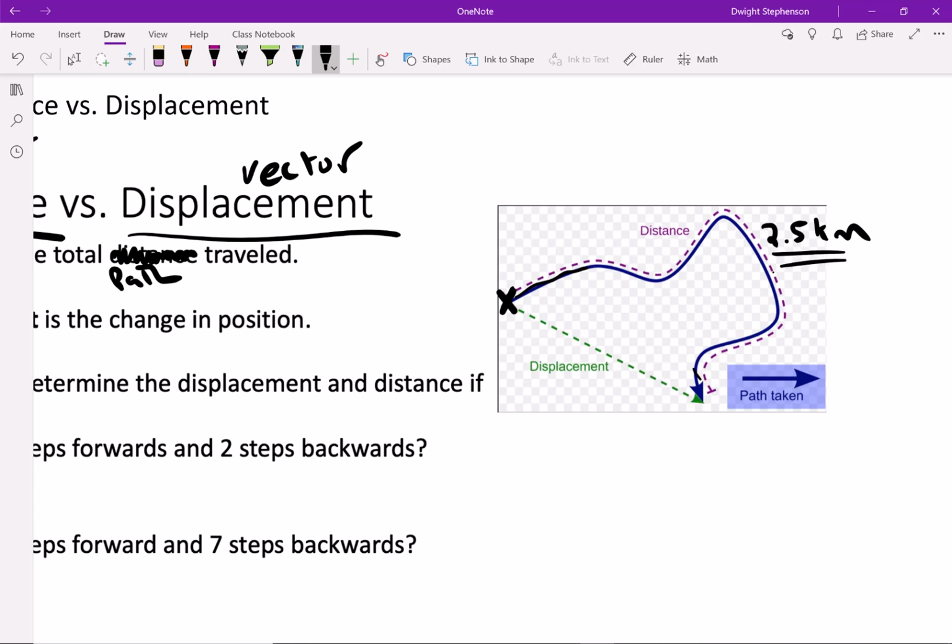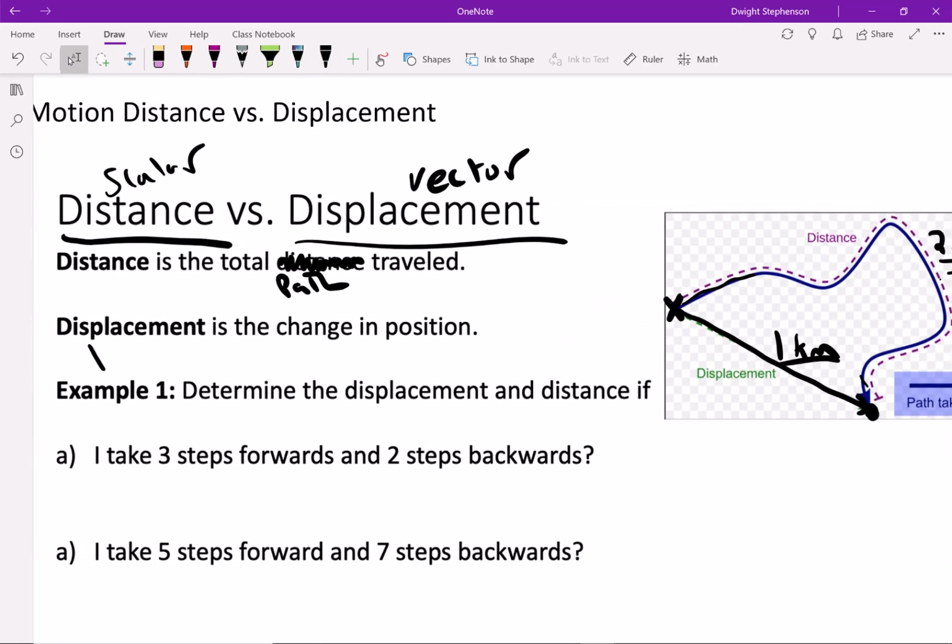That is your distance. However, you end up here, which let's say is only 1 kilometer away from where you started. If you had just walked in a straight line, you'd only be 1 kilometer away from where you started. That's your displacement. It's a change in your position, how far you are from where you started. So another good way to think about this is how far from the start.